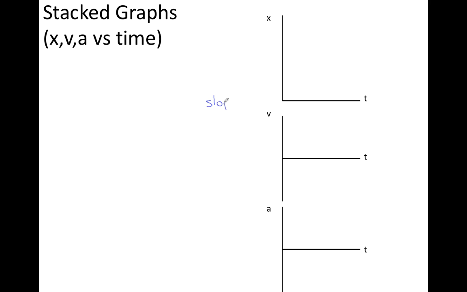So we should remember that the slope of the position graph gives us the value of the velocity. So if we were given a position time graph, we should be able to take the slope of that and infer the shape of the velocity graph. Similarly, if we take the slope of the velocity graph, that's going to determine what the acceleration is. So that allows us to travel in this direction.